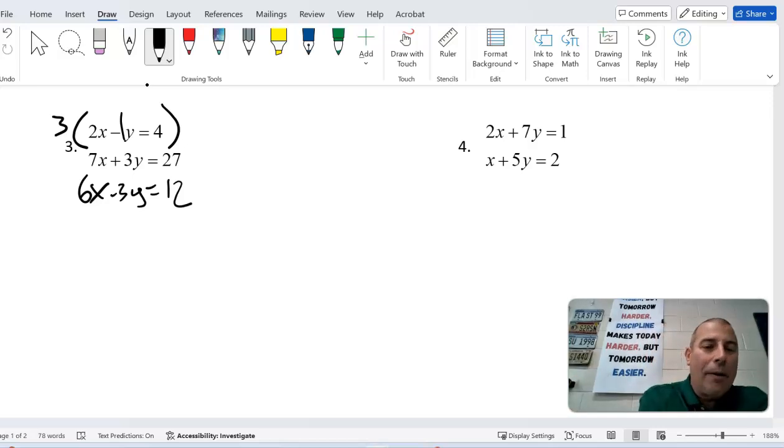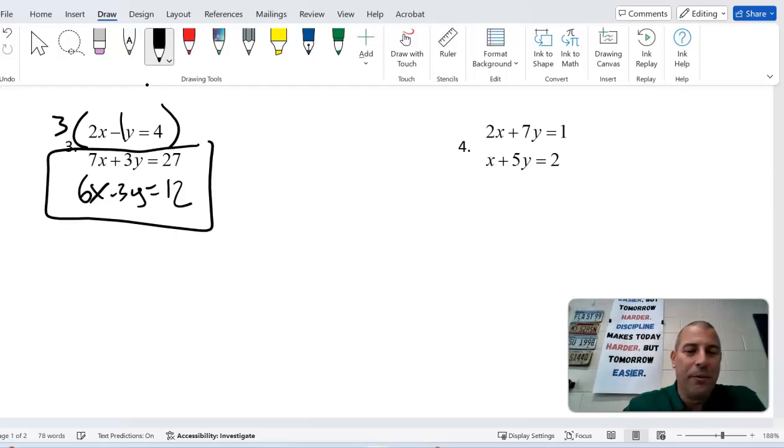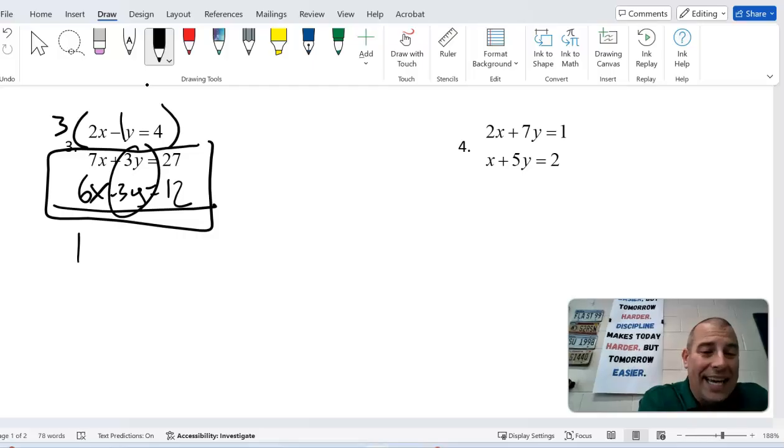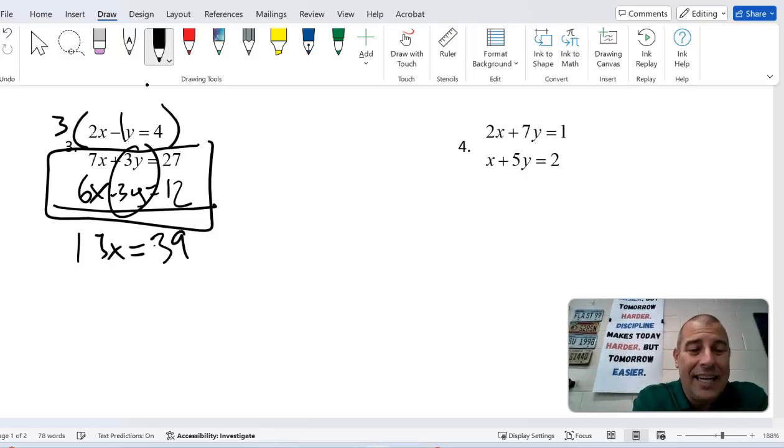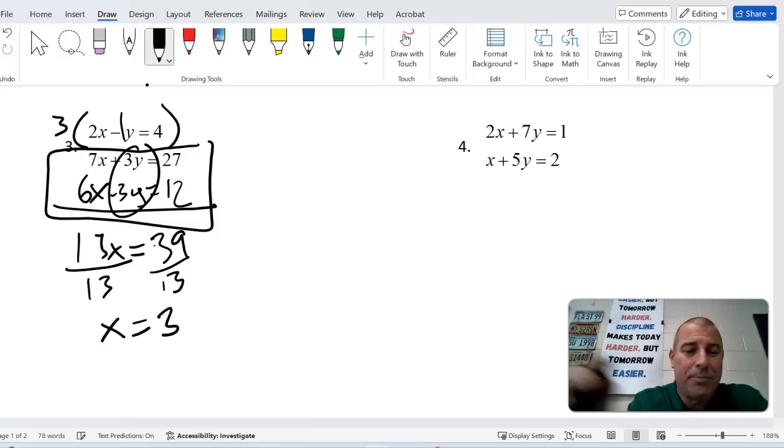All right, now I'm focusing on these two, and now we're back in the original situation. If I add, they're gone. So I get a 13x equals, if I add the 27 with the 19, I get 39. Hey, look at that. I was nervous about the 13, but yep, divide it. We get a crisp clean 3.